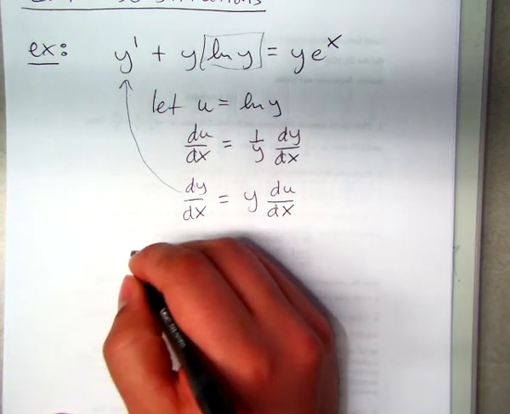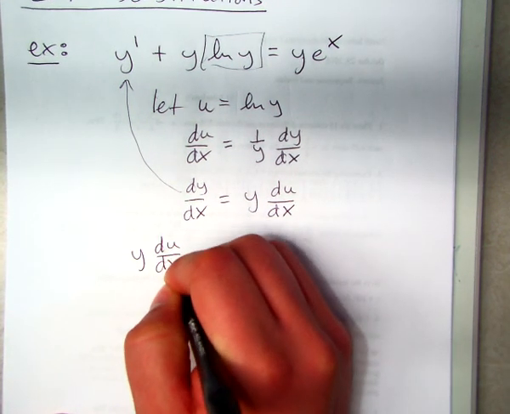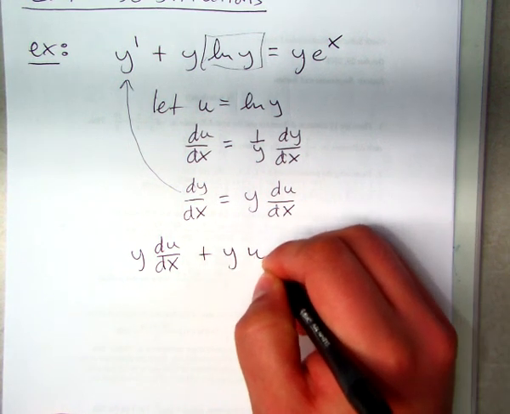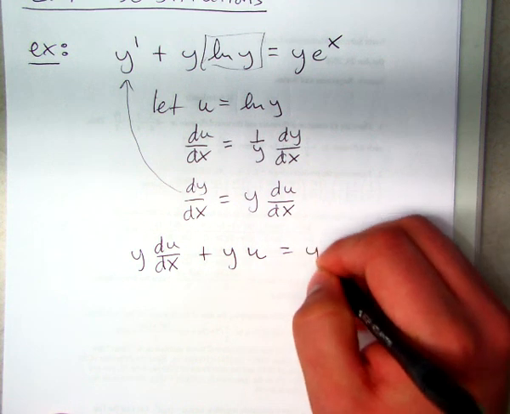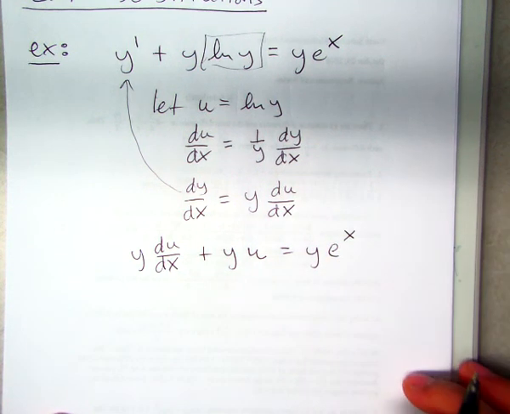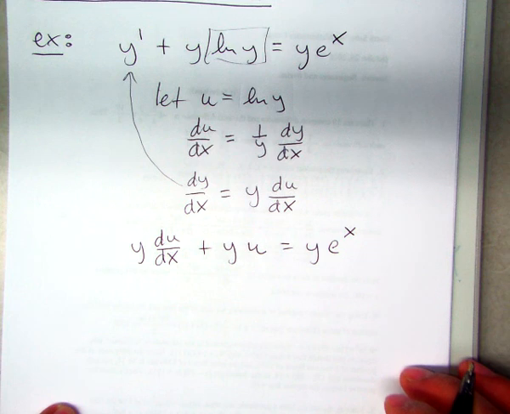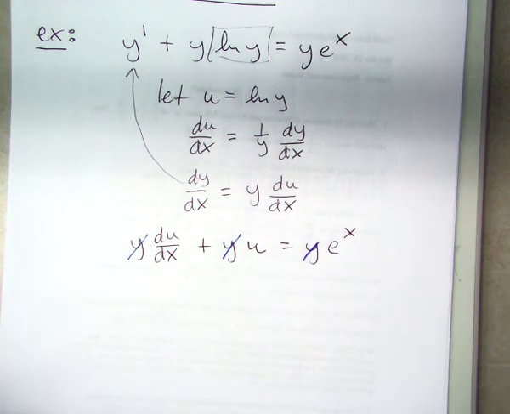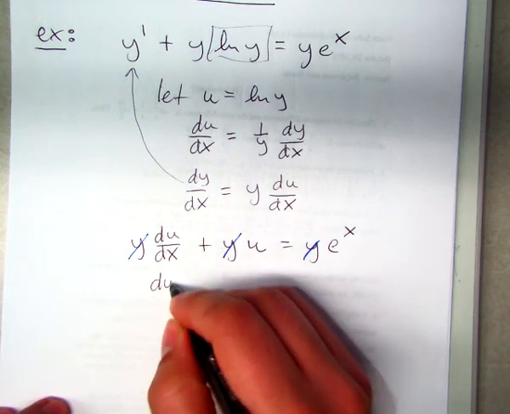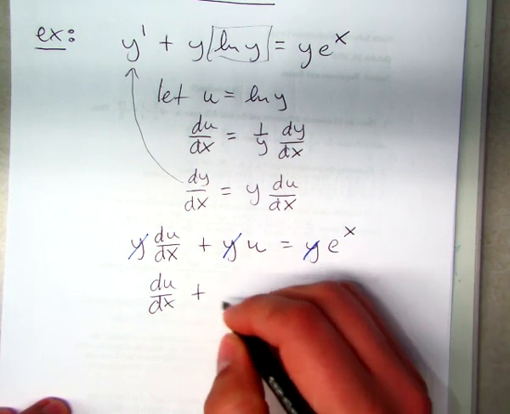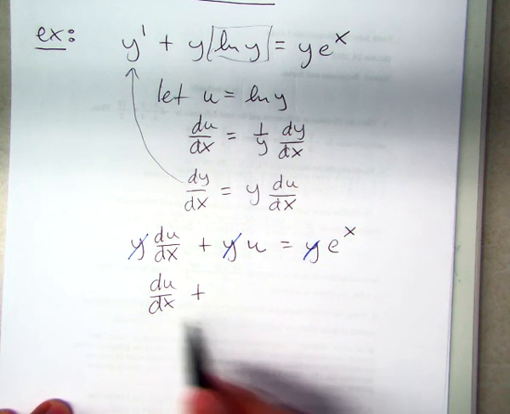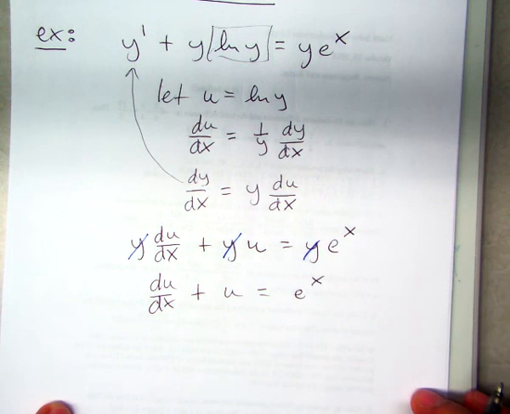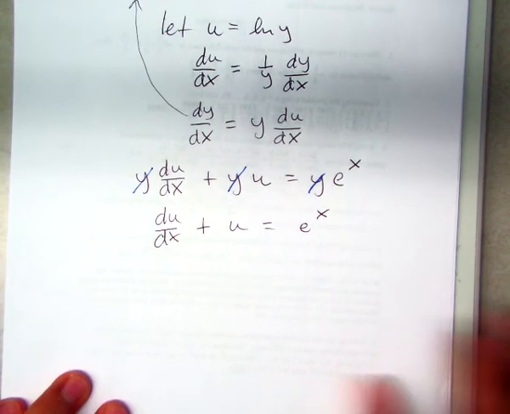So we'll have y times du dx plus y times u, which then equals y e to the x, which is good news because we cancel out the y's, and now we're left with what looks like a linear differential equation with dependent u and independent x. And we know how to solve these. What do I do first?